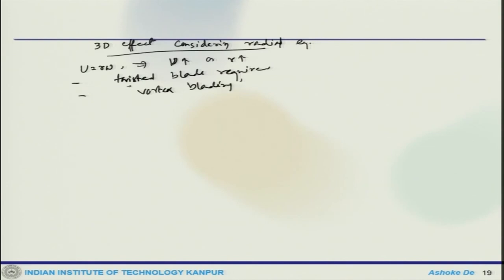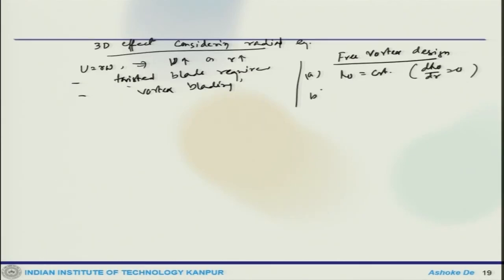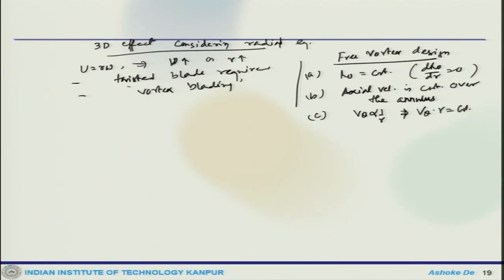Okay. Now, we can do a free vortex design, where A, stagnation enthalpy H0 is constant over the annulus, which means dH0 by dr would be 0. B, axial velocity is constant over the annulus, and C, V theta is inversely proportional to radius, or V theta r is constant. So, with this assumption, the radial equilibrium condition is satisfied, and this design is called the free vortex design.